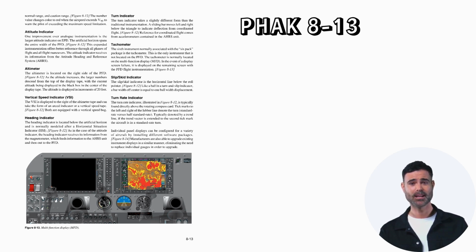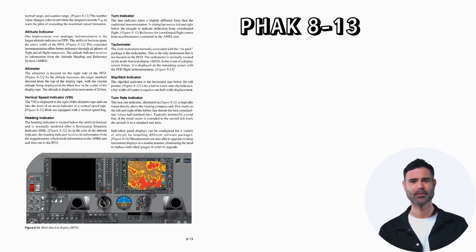Attitude indicator. One improvement over analog instrumentation is the larger attitude indicator on EFD. The artificial horizon spans the entire width of the PFD. This expanded instrumentation offers better reference through all phases of flight and all flight maneuvers. The attitude indicator receives its information from the Attitude Heading and Reference System, AHRS.